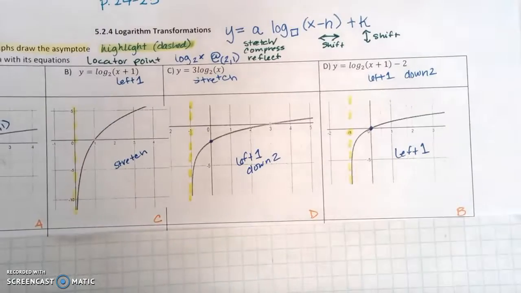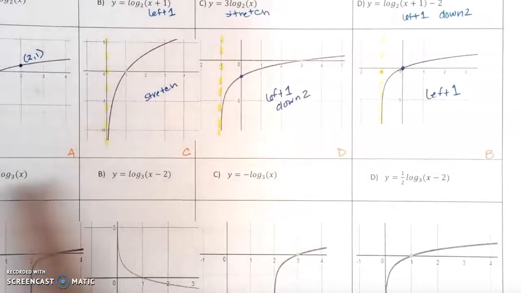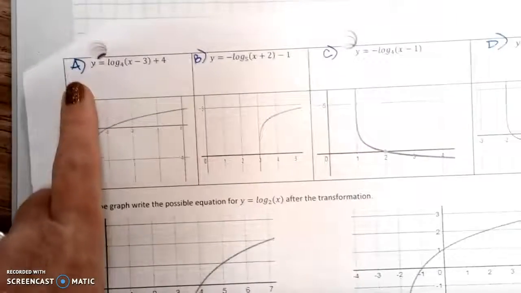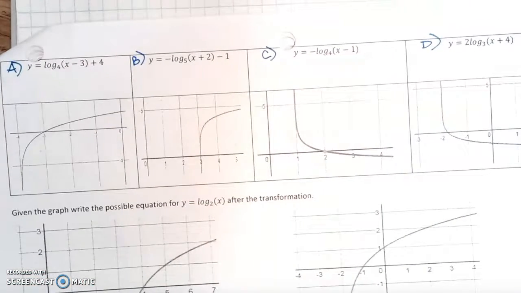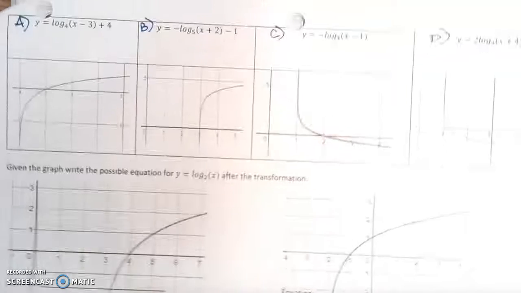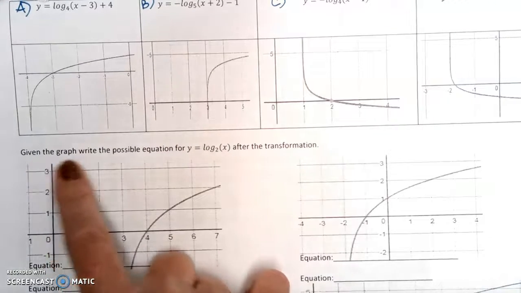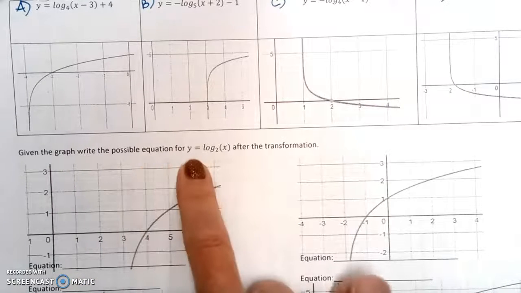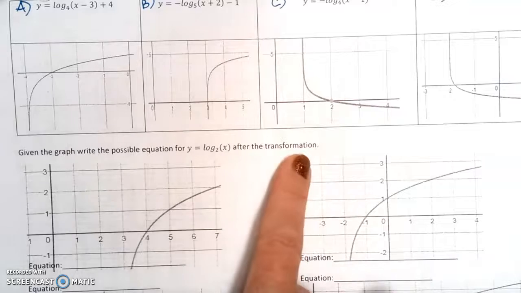You guys are going to do the next row in your group of 4. So they're labeled A, B, C, and D. And then on the next page, page 25, you're going to fill in the A, B, C, and D because it was left off, of course. And then for the last 4, it wants you to write the equation. So given the graph, write the possible equation for y equals log base 2 of x after the transformation.